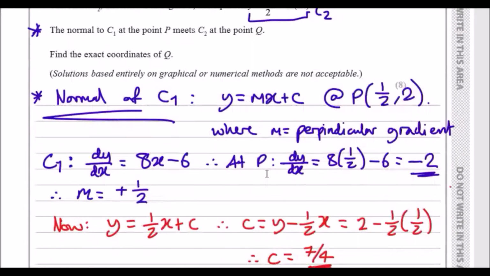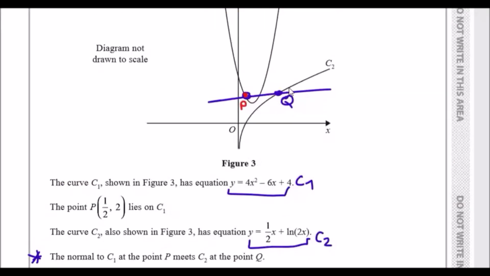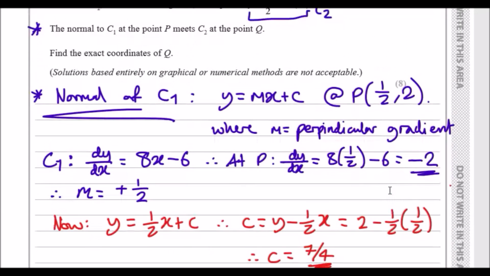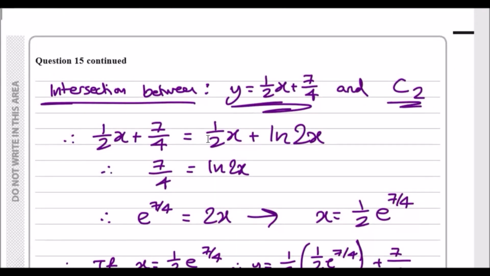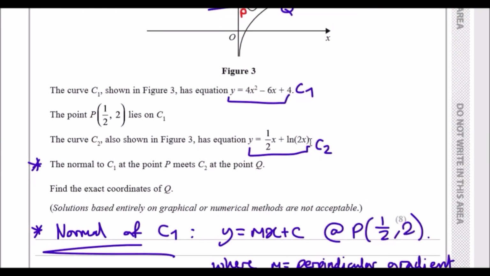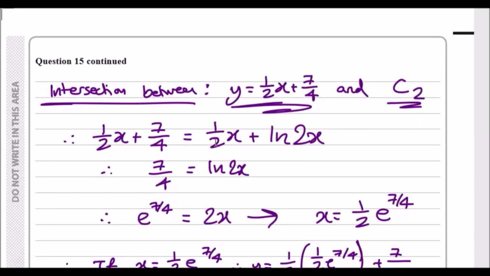So now we can say that this line is going to intersect with this curve C2. So we can make a simultaneous equation between the straight line equation and the log equation. I did this over here, the intersection between these two. Because they both have y equals, one is y equals half x plus ln 2x, and the other one is y equals half x plus 7/4. If you just equate them because they both have y, it becomes like this. And then we can cancel the half x on both sides. And now we're left with 7/4 and ln 2x.